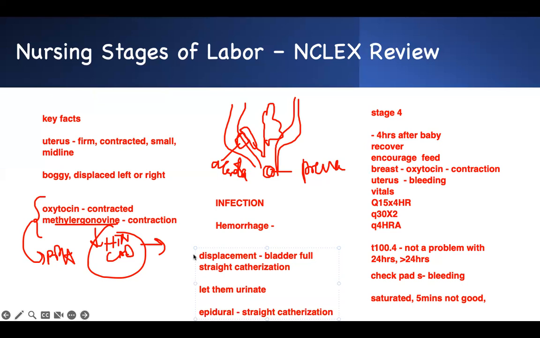Okay, so this is just a few pieces of information I want to give you in terms of stages of labor and some of the highly tested information that you need to know. I hope you get something out of it. I'll make some questions. We'll do some questions later on. But take care of yourself.